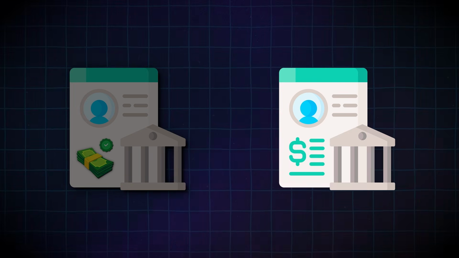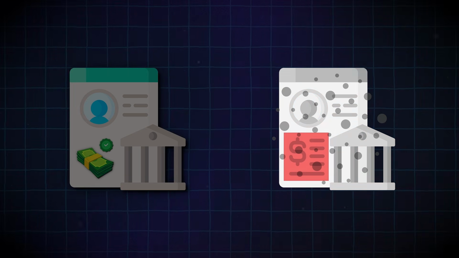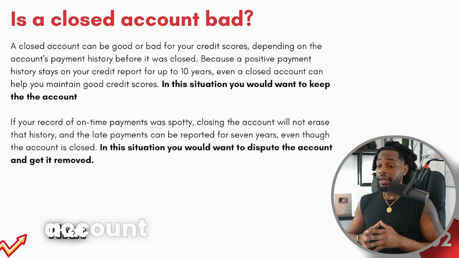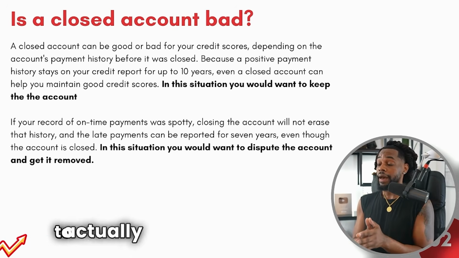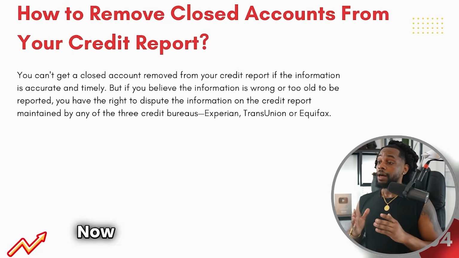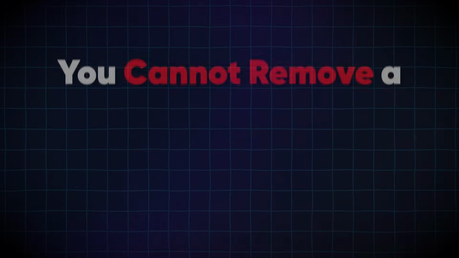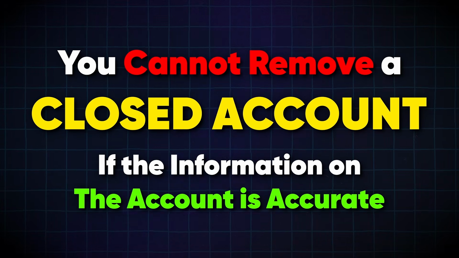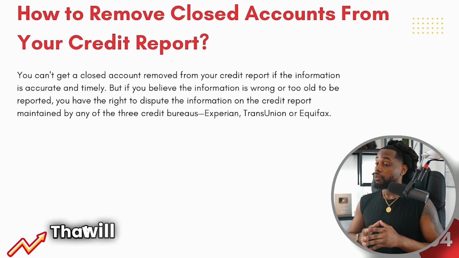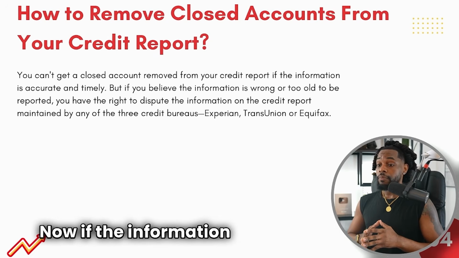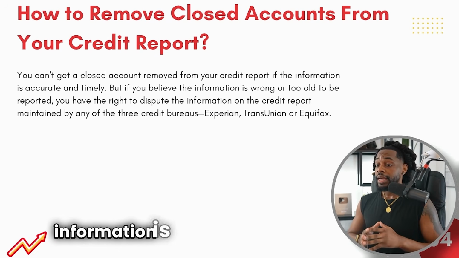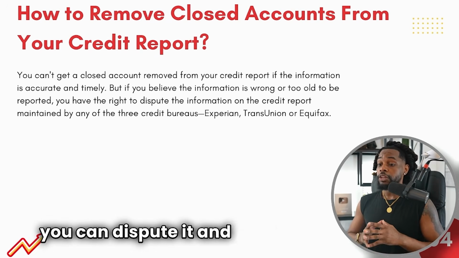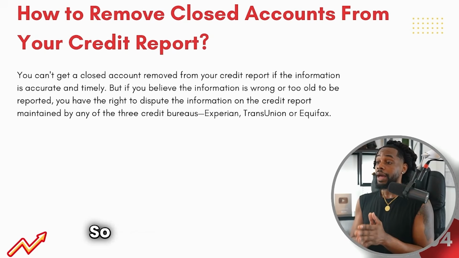Now, if the record of on-time payments is spotty, if you have any derogatory information, then that account is hurting you. You need to get it deleted. That account has to be removed, and we're going to talk about the situations and what you can do to actually get that account off of your credit report. Now, I think this is the part that people get confused. You cannot remove a closed account if the information on the closed account is accurate. That will not result in a removal. Now, if the information is somehow inaccurate, or you believe you have reasonable cause to believe the information is not correct, then you can dispute it and you can get it removed off of your credit report. So that's what we need to talk about.